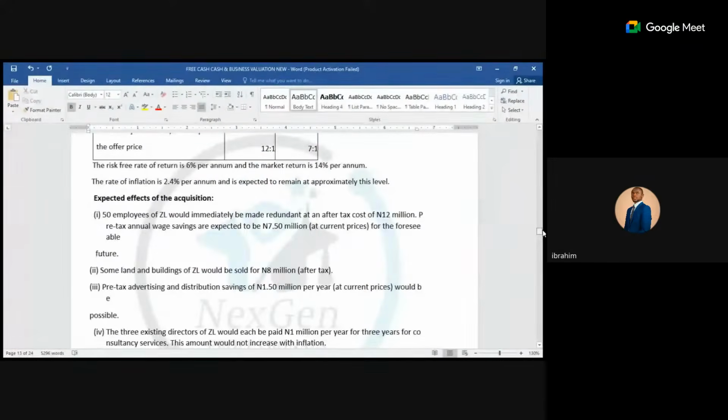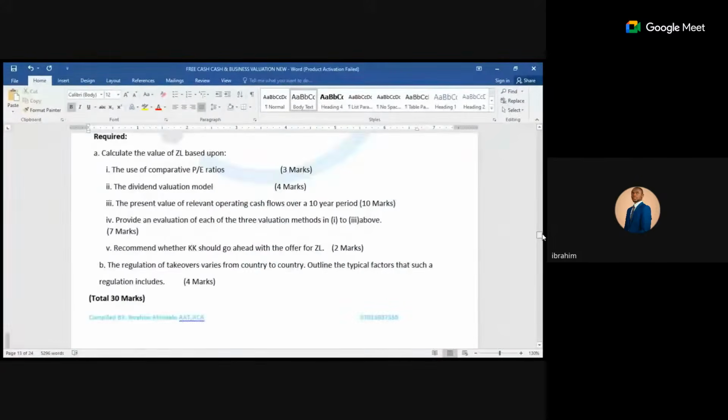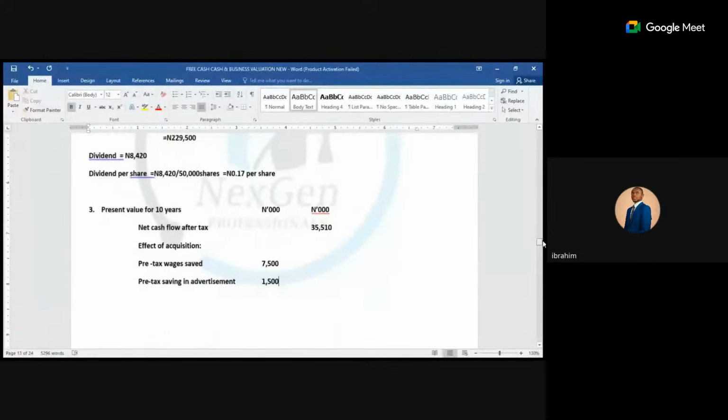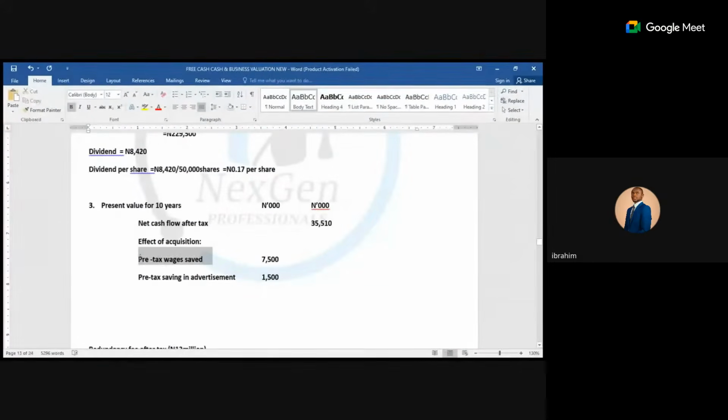For the foreseeable future. Okay. So now, class, this is savings, and this is also savings. We are yet to charge tax on them. So, addition of these two cash inflows, what do we have? 9 million. We can have 9 million, 9 million. Is it after tax? Okay.